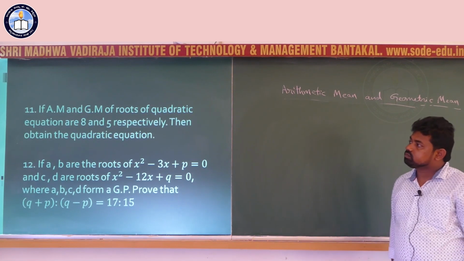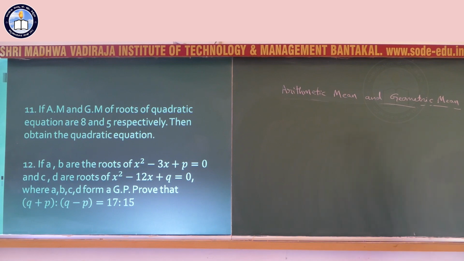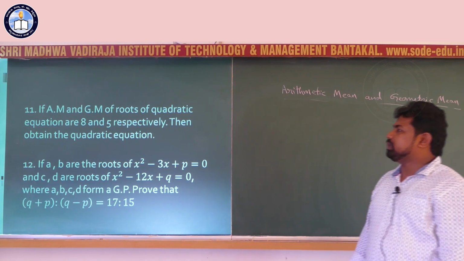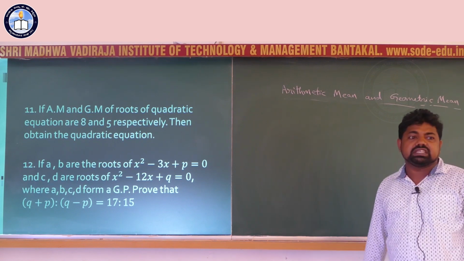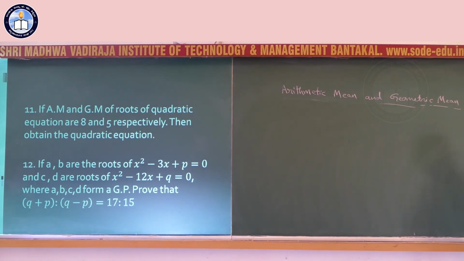Next one, if arithmetic mean and geometric mean of roots of a quadratic equation are 8 and 5 respectively, then obtain the quadratic equation. I take the quadratic equation as ax square plus bx plus c. Quadratic equation means polynomial of degree 2. Here a not equal to 0.